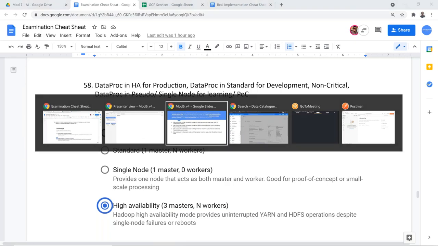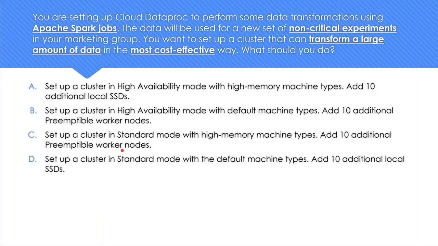This indicates how looking into the user interface is sometimes a key part here. The first option is to set the cluster in high availability mode. Because they have mentioned non-critical, I'm not going to go with high availability. If I go with HA mode, what's going to happen? It's a non-critical experiment environment. What is going to be the impact? Anybody?